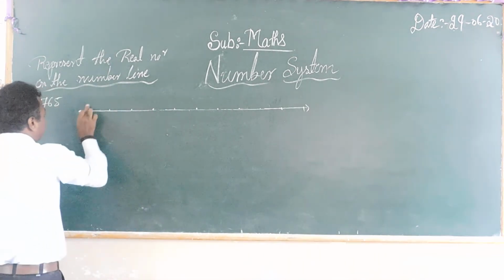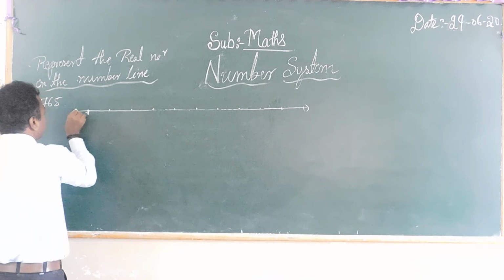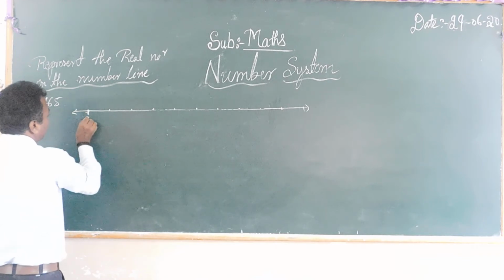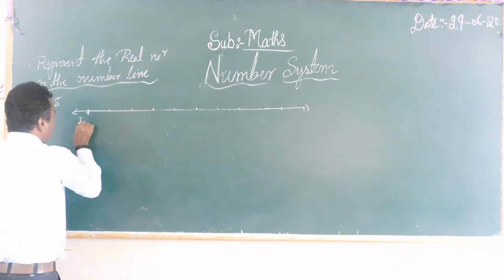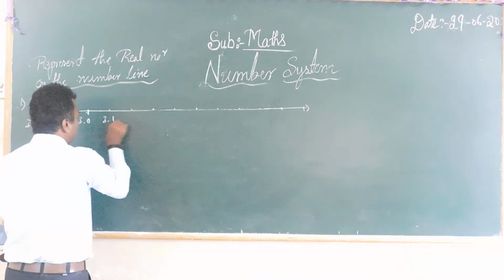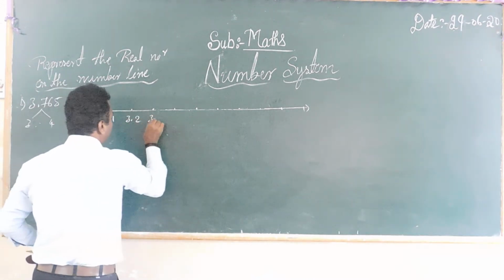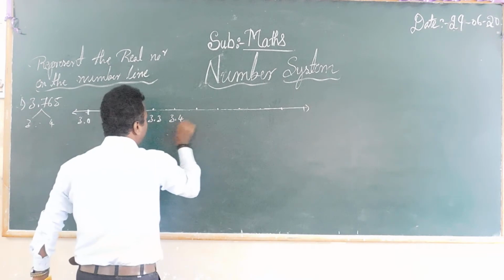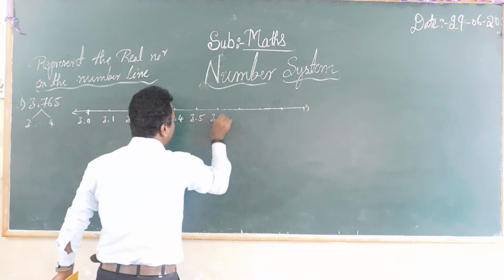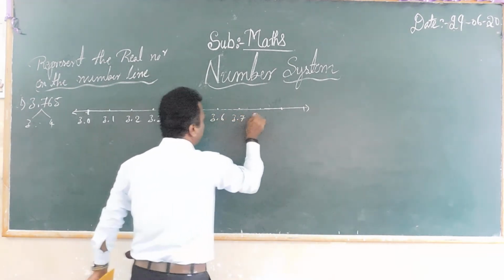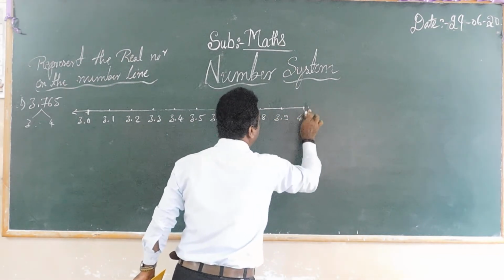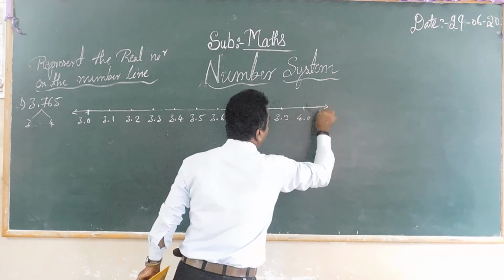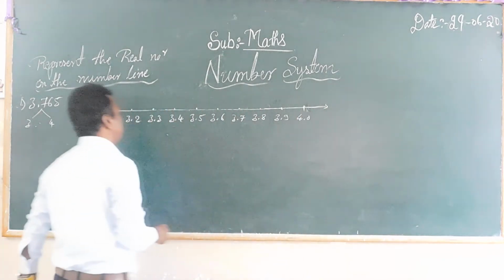Okay, first, 3.765 lies between 3 and 4. So 3.0, 3.1, 3.2, 3.3, 3.4, 3.5, 3.6, 3.7, 3.8, 3.9 and 4.0.